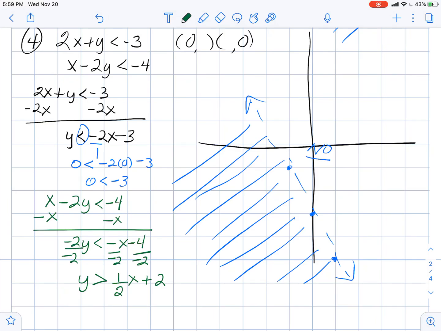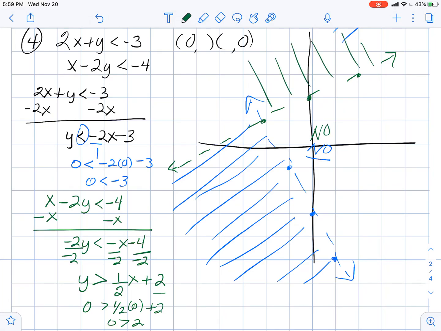So on this one, my y-intercept is going to be at 2. And my slope is 1/2. So rise 1, run 2. Or again, I can go the opposite direction. And then I'm going to look, and my graph is a greater than, so I am going to dot my line. I'm going to test 0, 0, and that would be 0 is greater than 2. So this would be a no. So I'm going to shade above.